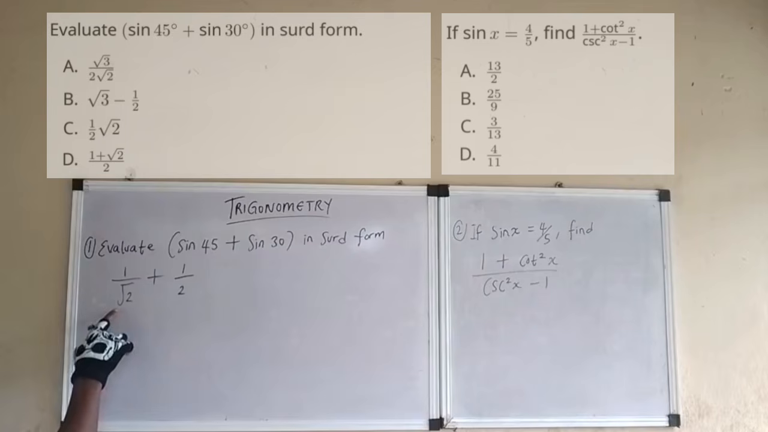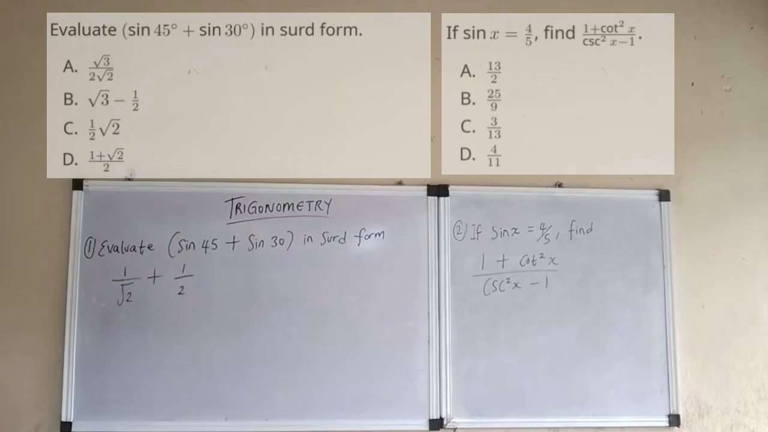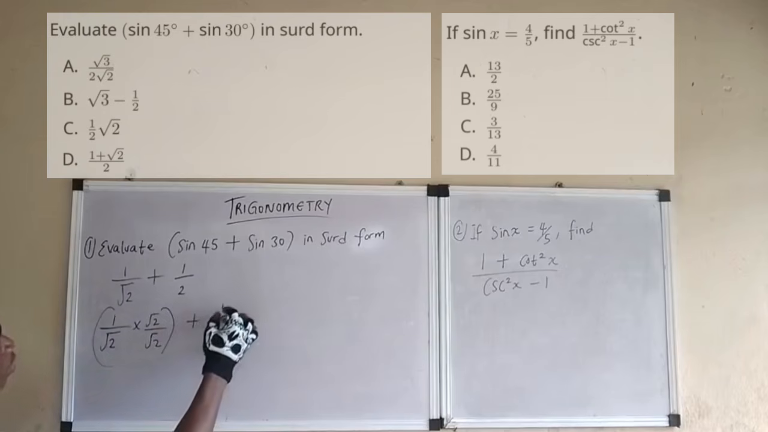So how do we simplify this? Now, for this first surd, we need to rationalize it. Remember that I told you that when you are dealing with surd, the denominator of that fraction does not end with a square root. So you have to do what we call rationalization. So how do you rationalize this first term? By multiplying both the numerator and denominator by the same surd. So here we're having 1 over root 2 times root 2 over root 2. We're rationalizing this first part, then plus 1 over 2.